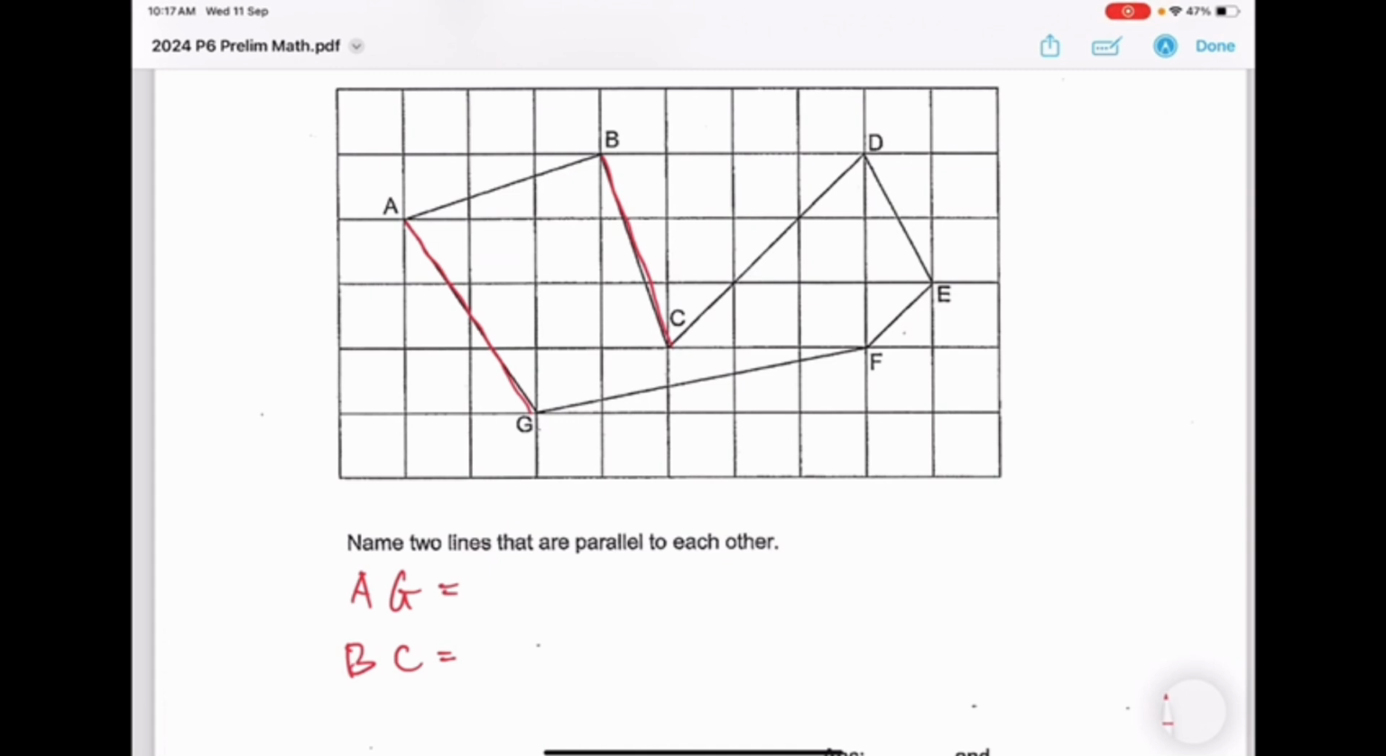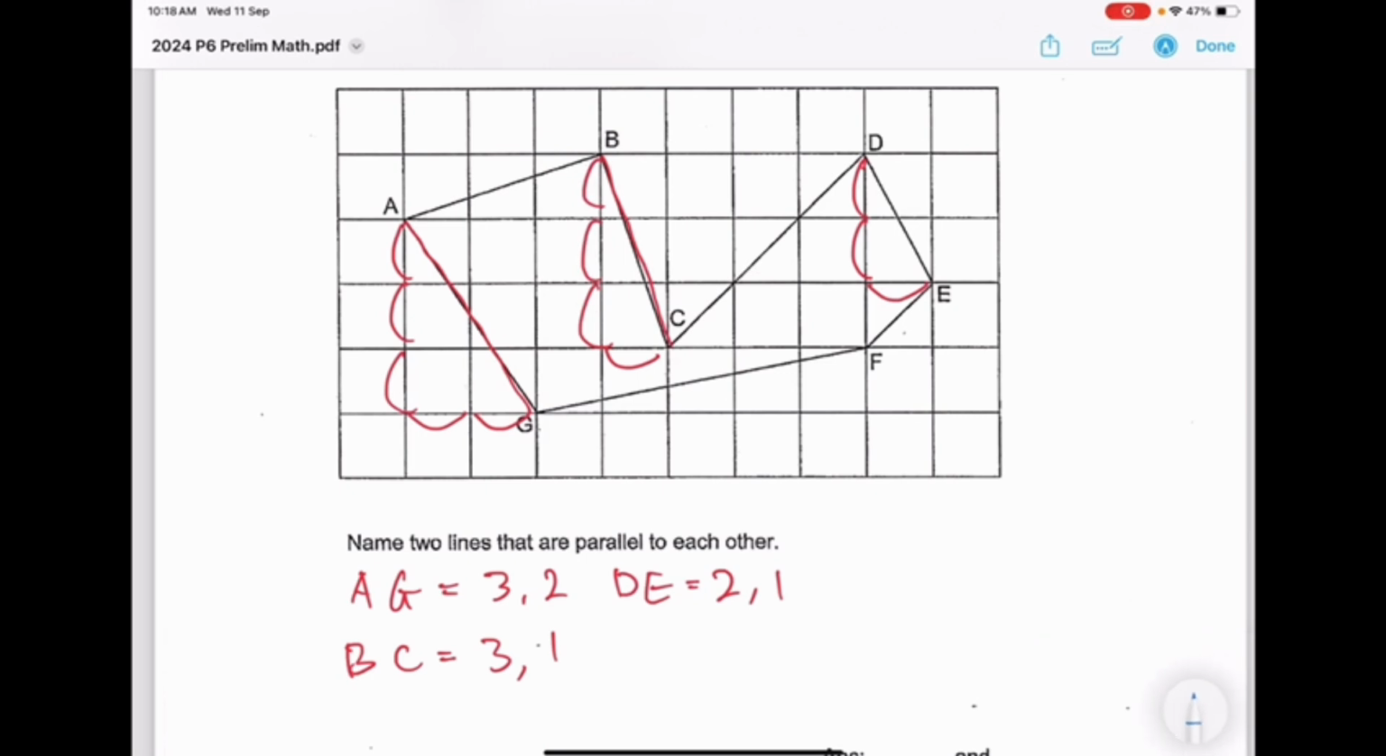For AG we have 1, 2, 3 verticals and 1, 2 horizontals. For BC we have 1, 2, 3 verticals, getting there, and only 1 vertical. Therefore, these 2 are definitely not parallel. Now let's look at DE. For DE we have 2 and 1. So what I can say is that all these lines are not parallel to each other because none of them match up.